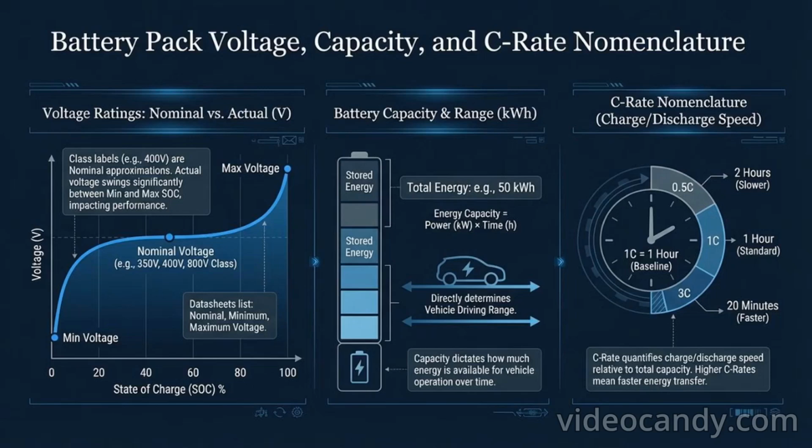Another key term is the C rate, like 0.5C, 1C, or 3C. A 1C rate means full charge or discharge in 1 hour, 2C in half an hour. C rate tells us how fast a battery can safely deliver or receive energy.